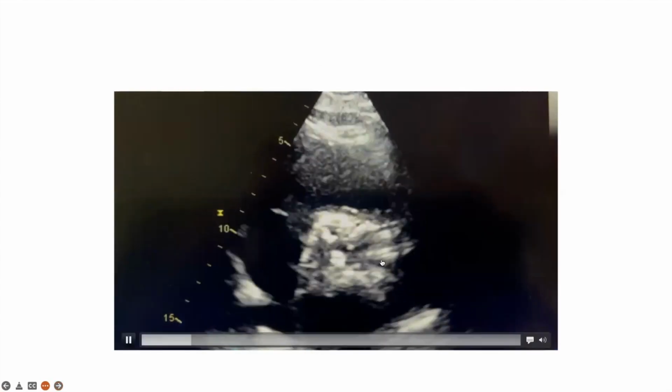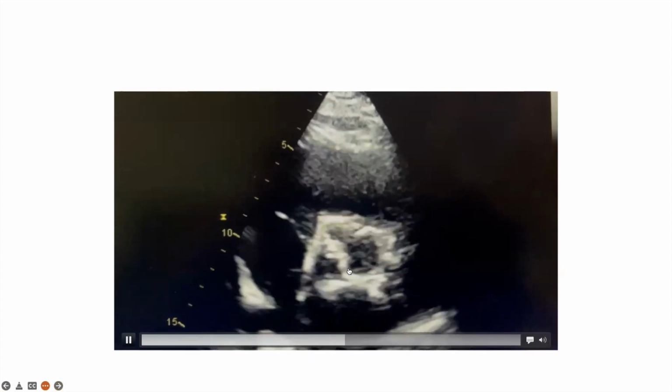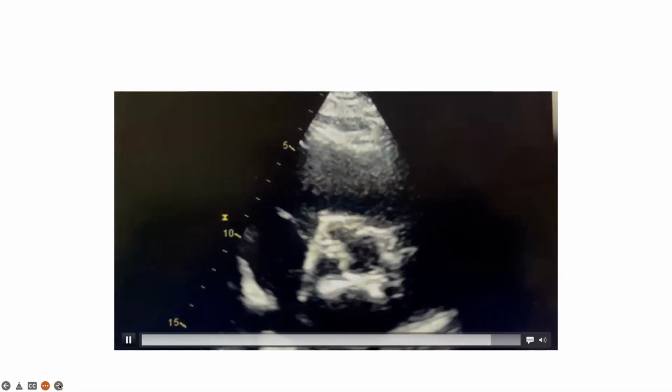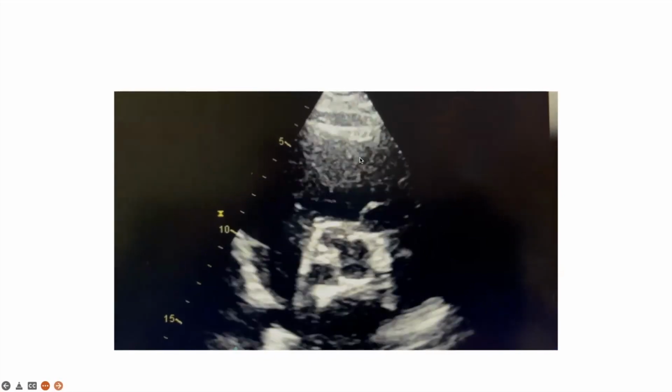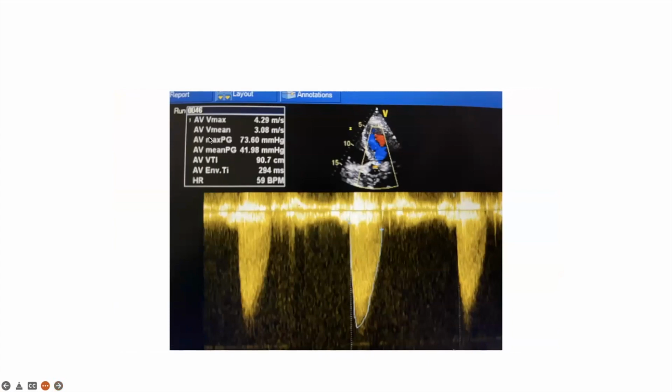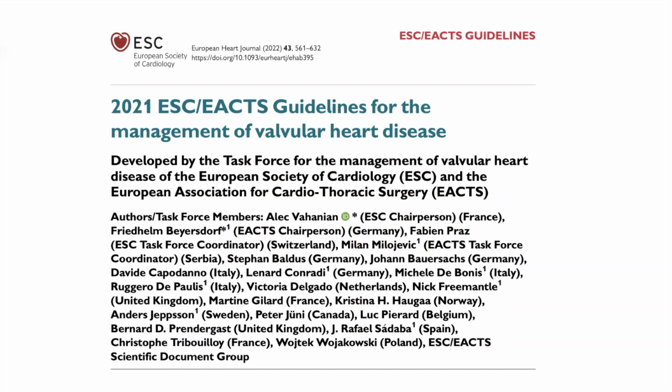And then looking from the short axis, you can see the lumps of calcium. The leaflets are opening, but not so much. When we measure that, according to this formula, we can see the aortic valve velocity is 4.9 meters per second. We've measured the velocity in this envelope here, and we measured the mean gradient as 41, the peak gradient 73, which essentially equates to severe aortic stenosis.